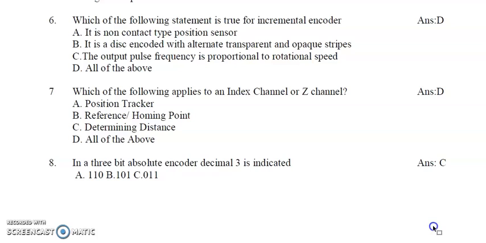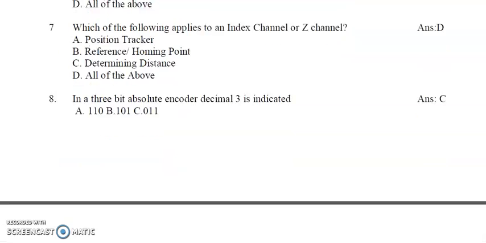First 1 multiplied by 2 power 0, second 1 multiplied by 2 power 1, 0 multiplied by 2 power 2. That's why we have to convert the binary into the decimal. So, obviously 011 is the binary equivalent of decimal 3. So, choice C is the right answer.